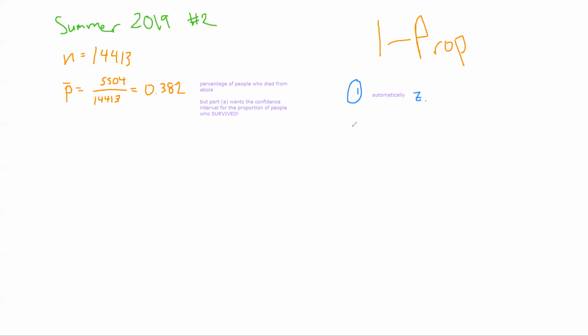So we don't even need to do step 1. Step 2 says, okay, if it's Z, then you need to get your hands on the Z value. We want, I think, a 95% confidence interval, say 0.95. So we need to get our Z score. That'd be inverse norm of (1 plus 0.95) divided by 2. And that gives me 1.96.